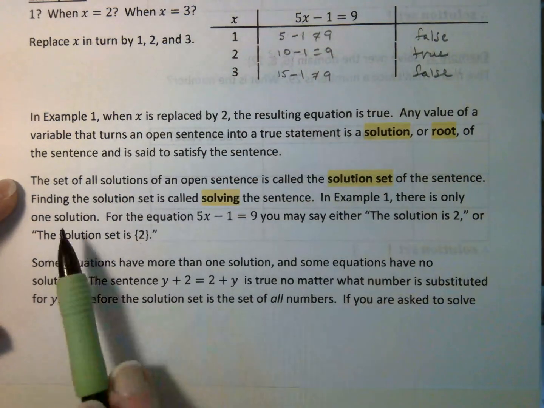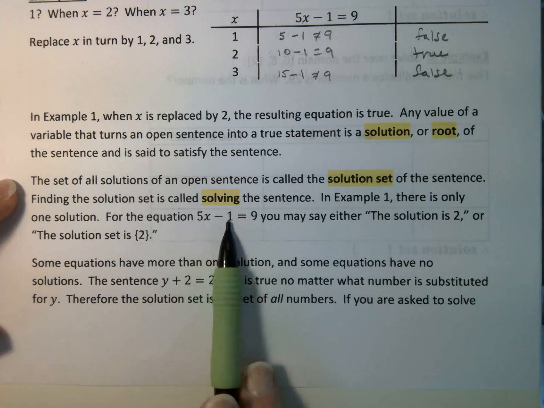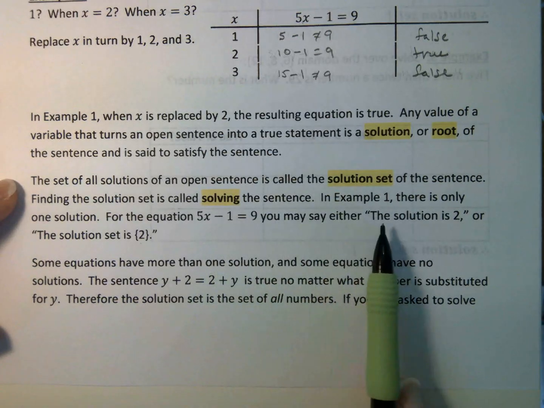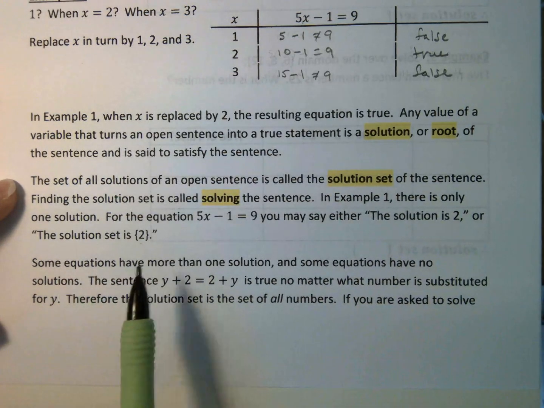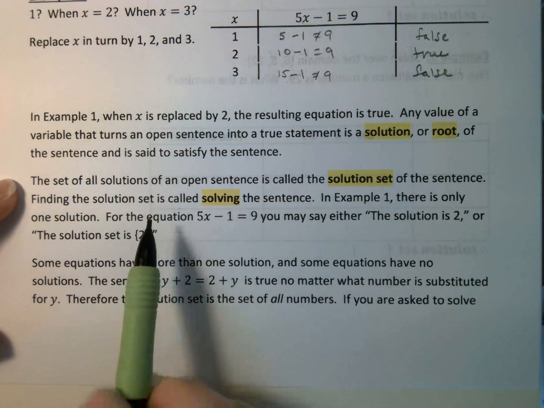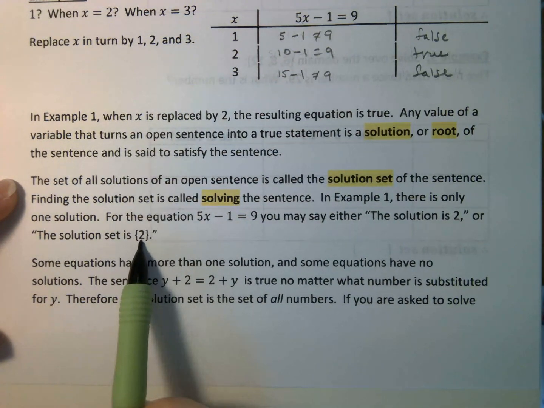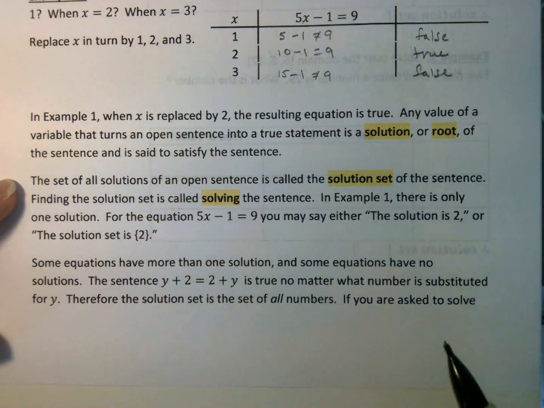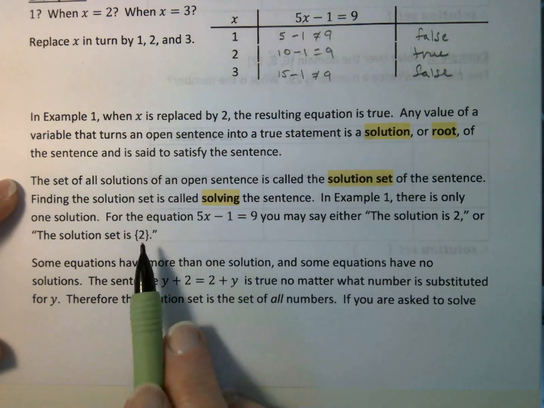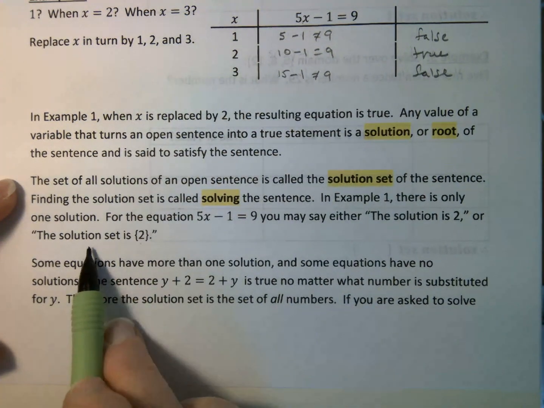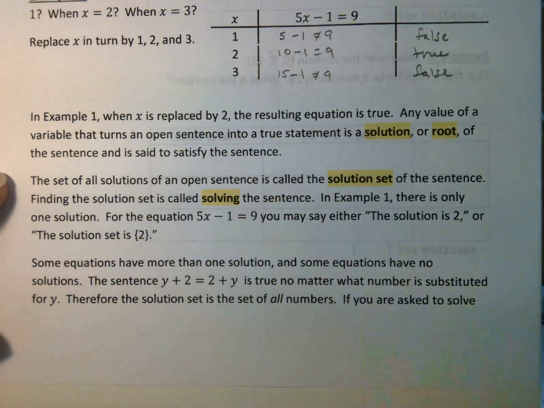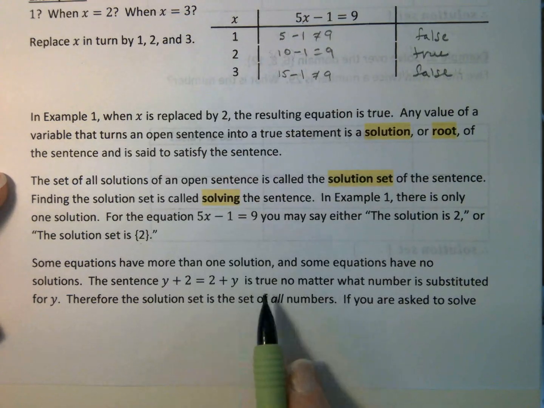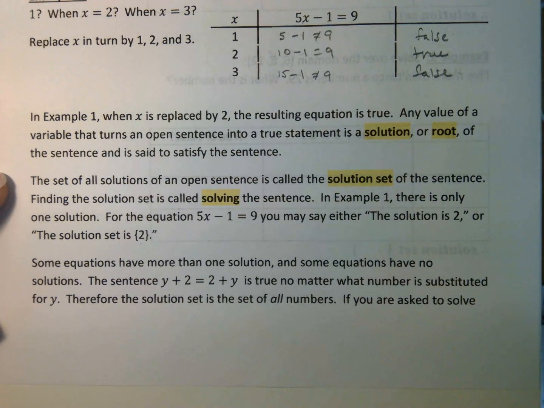In example 1, there's only one solution. For the equation 5x minus 1 equals 9, you may either say the solution is 2 or the solution set is 2. And whenever we're given a domain, we usually put our solution in braces, okay, which kind of matches the way the domain is set up. So that's kind of an indication. If I give you a domain in braces, then you need to put your solution set in braces. Otherwise, you can just put y equals 2. Some equations have more than one solution, and some equations have no solutions. The sentence y plus 2 equals 2 plus y is true no matter what number is substituted for y.